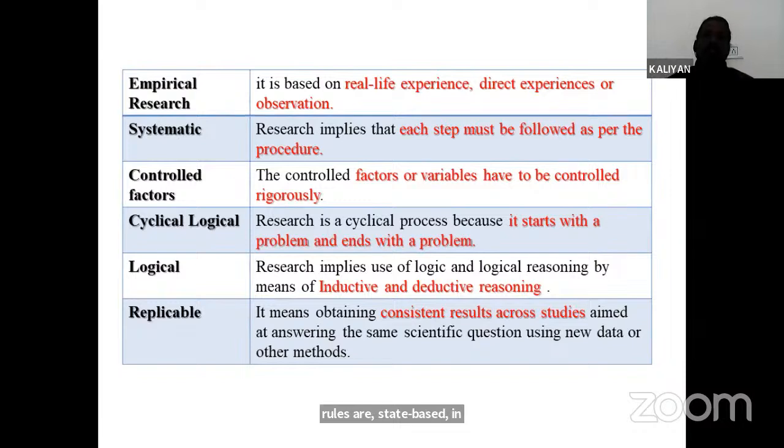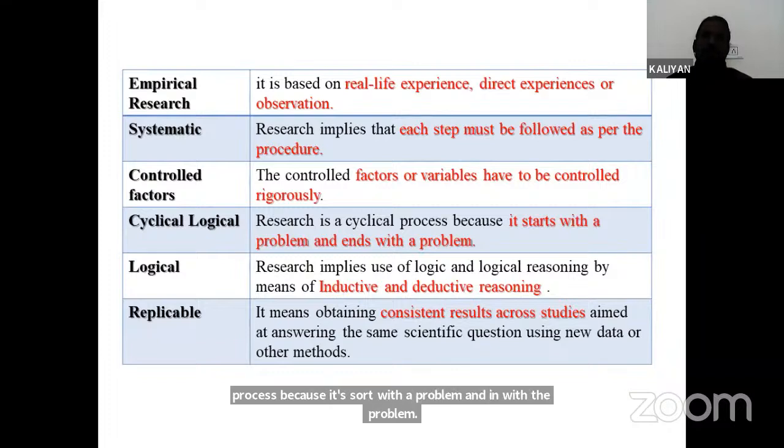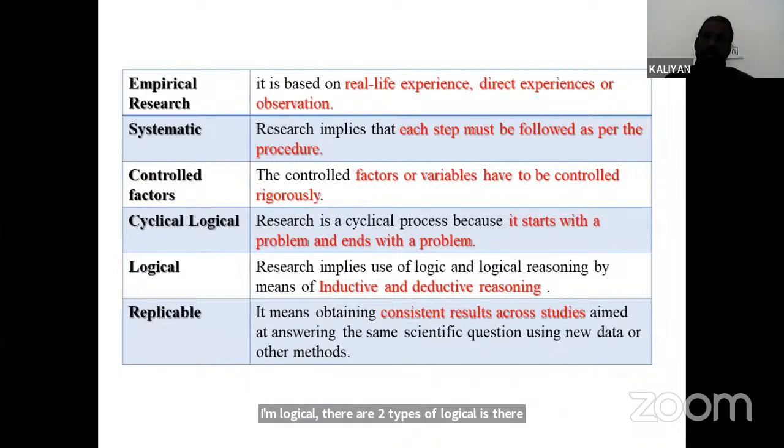Control factors: the control factors are variables to be controlled rigorously. There are two types of variable, the dependent variable and the independent variable. Some factors control the dependent or independent variable. Those are called the control factors. Cyclical and logical: it is a cyclical process because it starts with the problem and ends with the problem. And logical, there are two types of logical reasoning, inductive and deductive reasoning. We will look at them in deep detail in the upcoming slides.